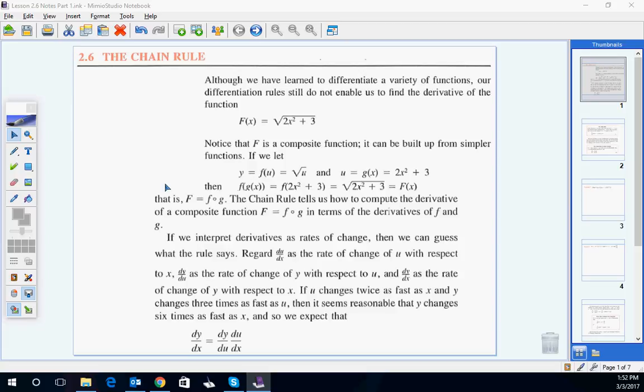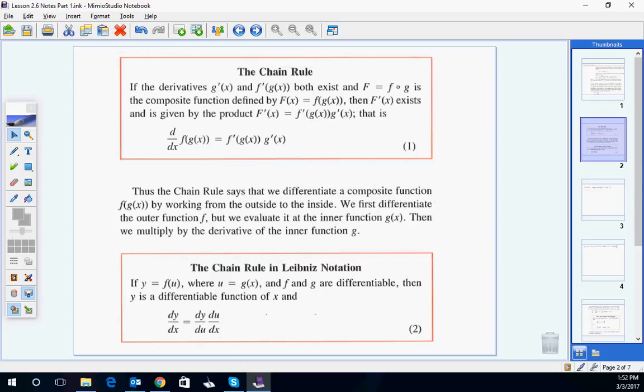But anyway, notice that f is a composite function that can be built from a simpler function. So we use the u method, like substitution: root u, with u being 2x squared plus 3. Going back to f of g of x, that's f of 2x squared plus 3, so we're just rebuilding it. We have to make sure we take the derivative of the inside. In notation, this says derivative of the outside times the derivative of the inside. I know this looks a lot harder than that, but that's what it is.